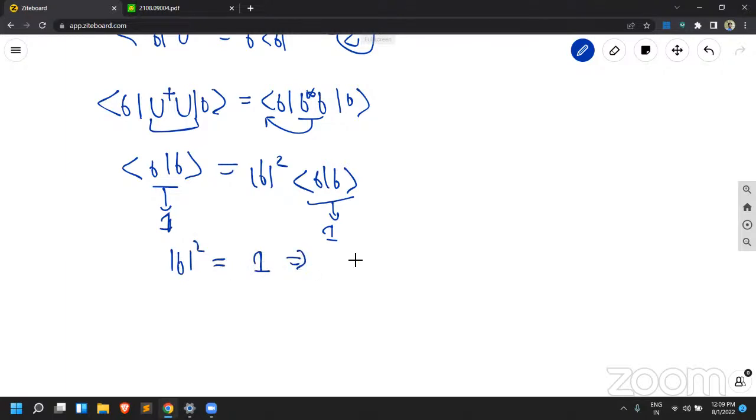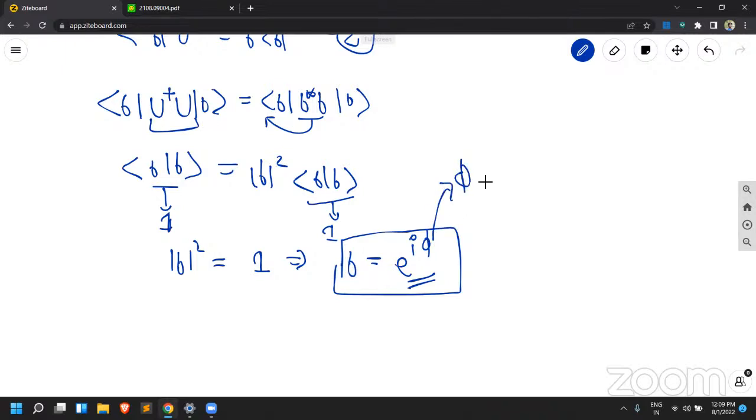This implies that the solution B, which is the eigenvalue of U, is given as e to the power iota phi. So basically this is a solution, this is the eigenvalue of vector B, where this phi is known as the phase of the eigenvalue.